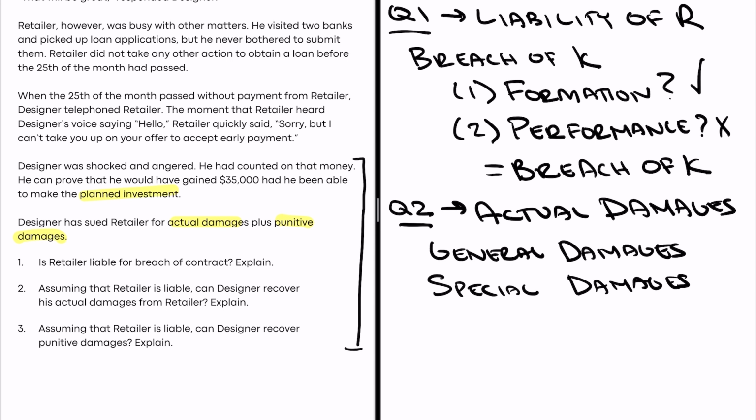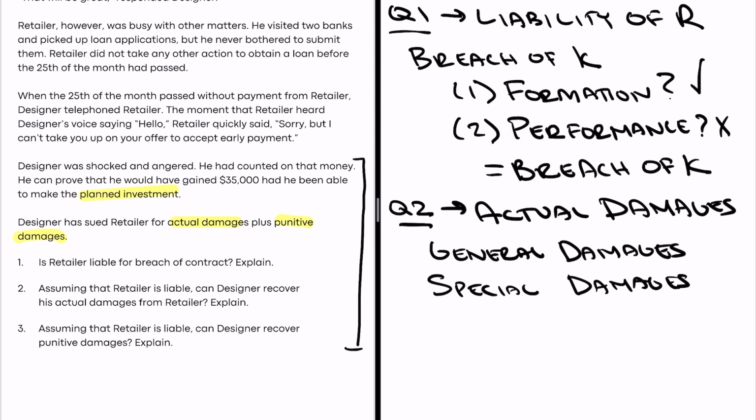Special damages are a little bit more unique. Special damages, or what you might hear referred to as consequential damages, are foreseeable damages that are unique to this particular plaintiff in this particular breach of contract action, right? That's what we're thinking about with special damages.